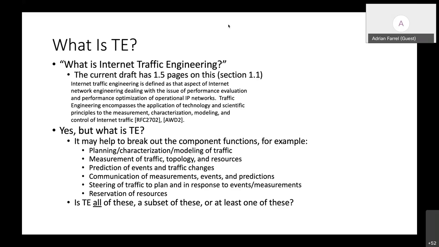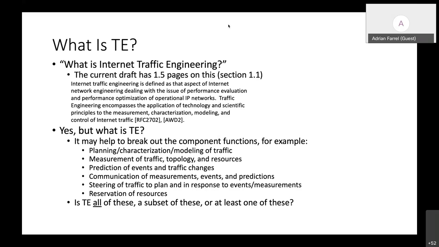So it may help us to really refine and nail down terminology in probably a new section, breaking out the component functions with just single paragraph definitions. And this list is simply a list for discussion. It's to kick things off.